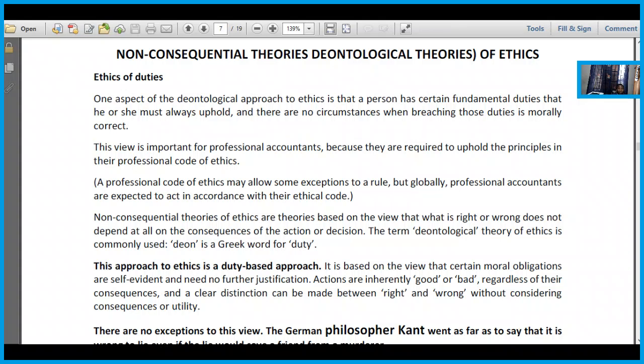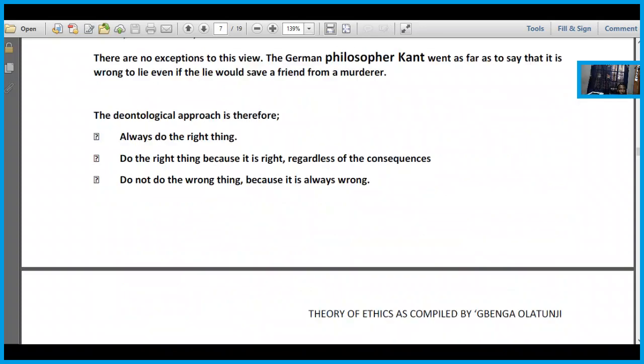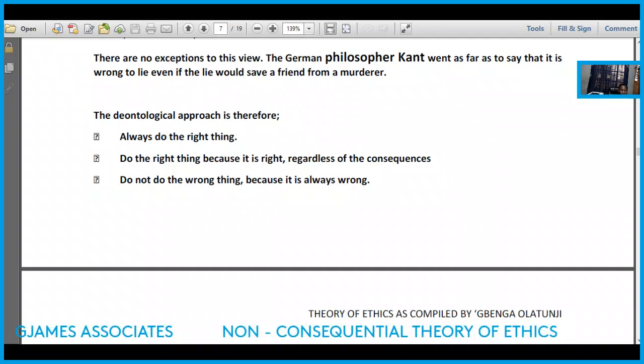What action is morally right or wrong, morally correct, is all about whether you or I deliver our duty as expected from us. Those that uphold non-consequential theory are strong believers in duty. Deliver your duty to your community, to your environment, and care less about others.